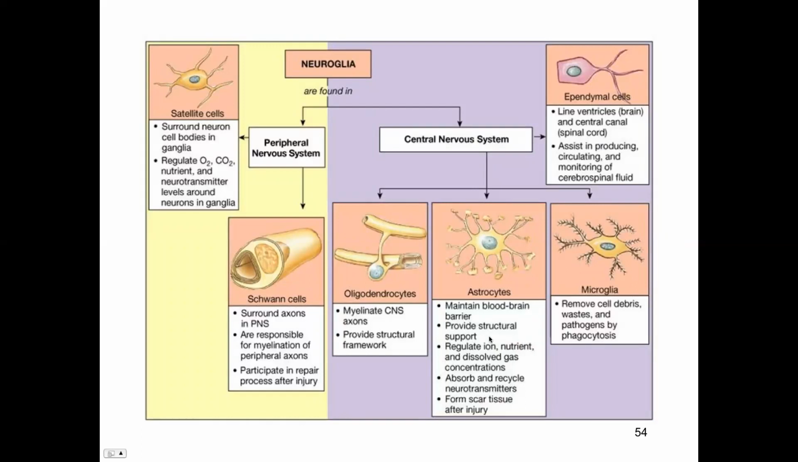And we'll talk, I think I'm even going to use the same slide later, very specifically about what those functions are. All right, but you can see we've got 4 different cell types, 4 very different functions. And then the peripheral nervous system has 2 types of glial cells, so satellite cells and Schwann cells. And again, we'll talk much more about this later in the semester, okay, and exactly what they're doing.